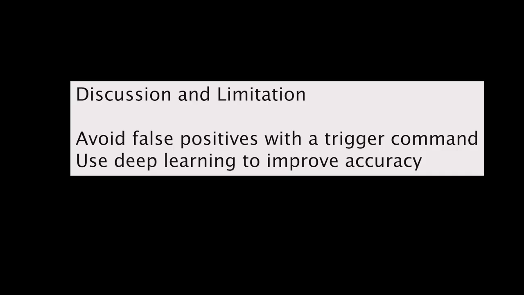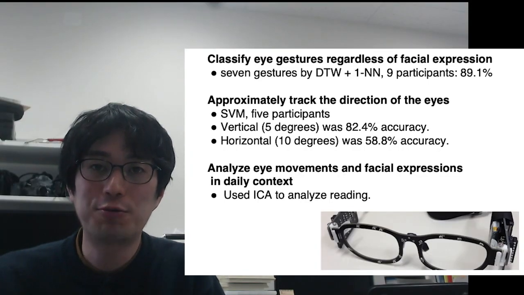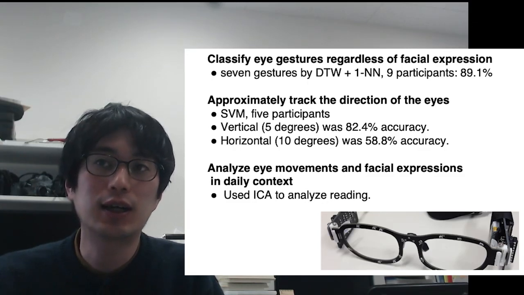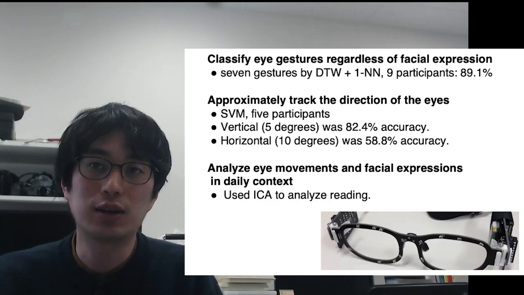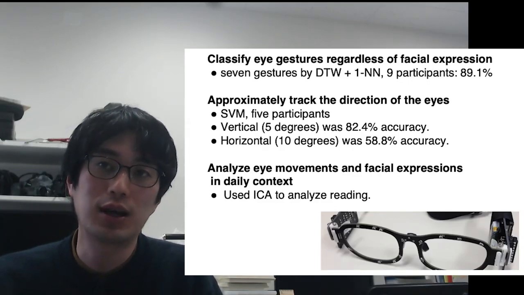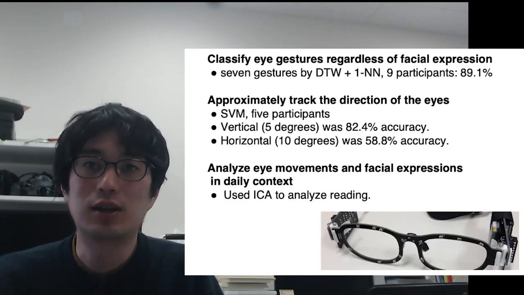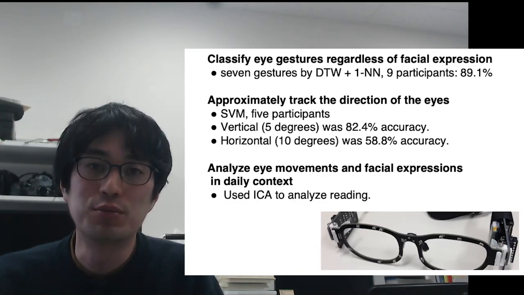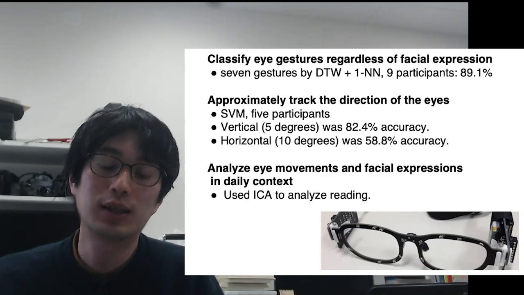To summarize, we showed that an eyewear device with optical sensors could classify eye gestures regardless of facial expression states. And also we showed the potential of the device to approximately track the direction of the eyes. And finally, we showed that the device could be used to analyze eye movements and facial expressions in daily contexts like reading. Thank you for listening.